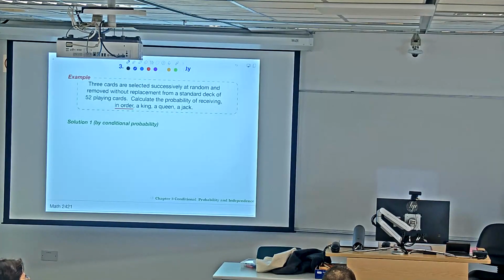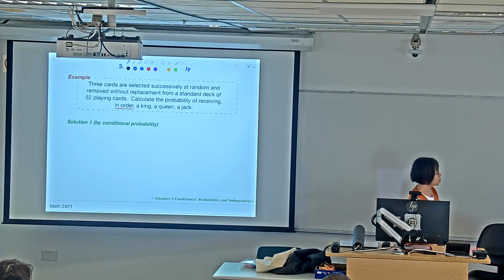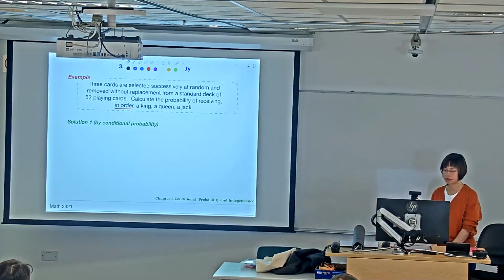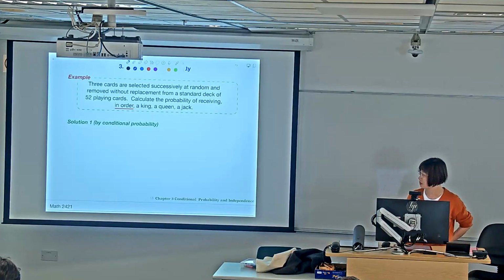So here, 3 cards are selected successively at random, removed without replacement from a standard deck of 52 playing cards. Calculate the probability of receiving in order a king, a queen, a jack. Okay, we'll mention 2 methods. The first one is we apply the multiplication rule, use conditional probability. The second is use counting. So if you use conditional probability, we need to define events properly.